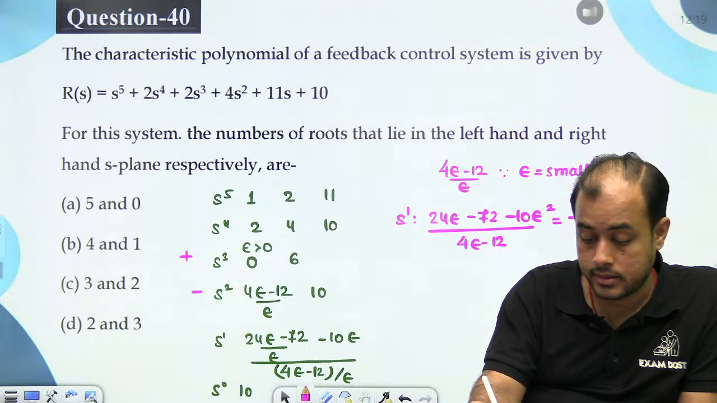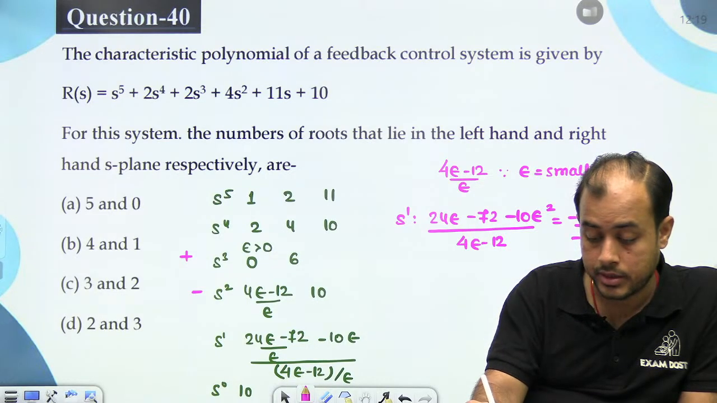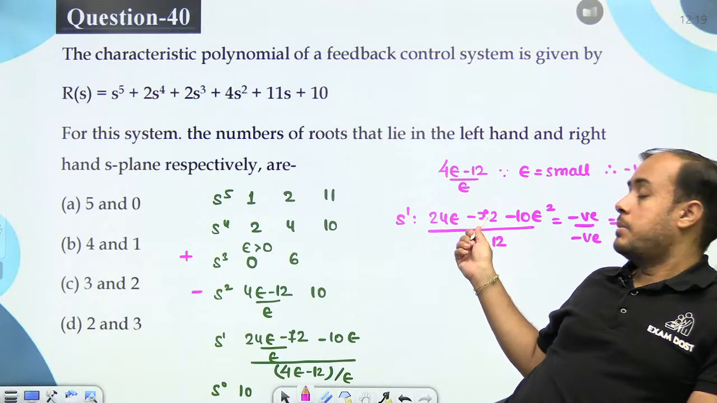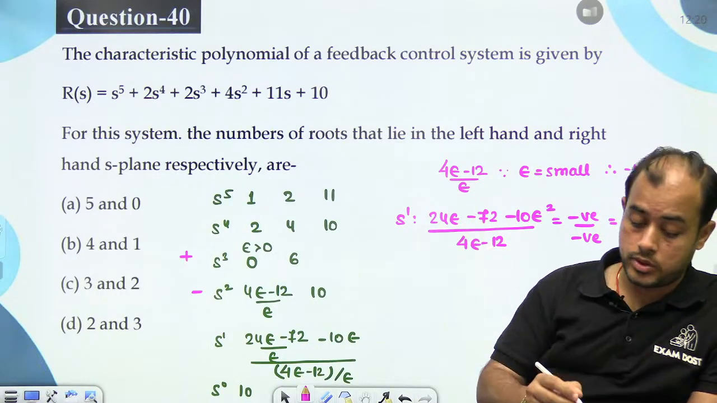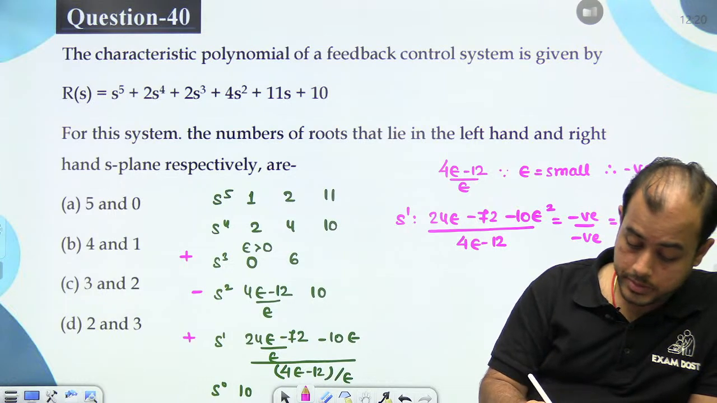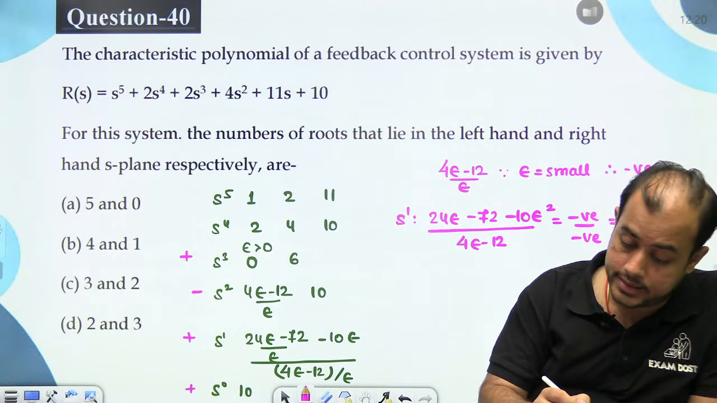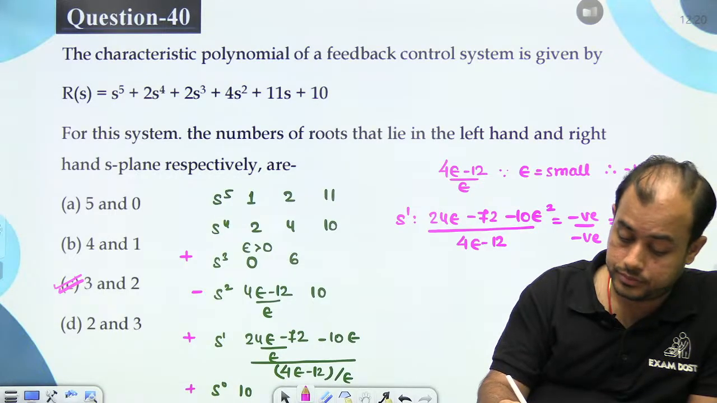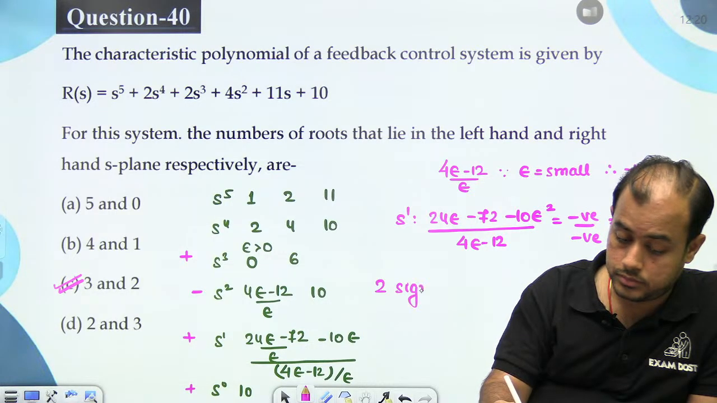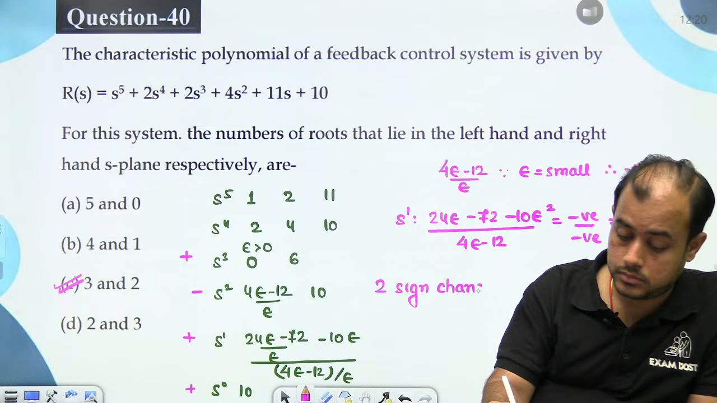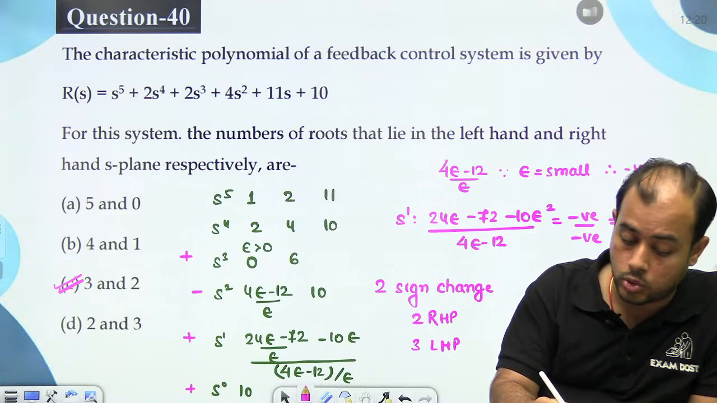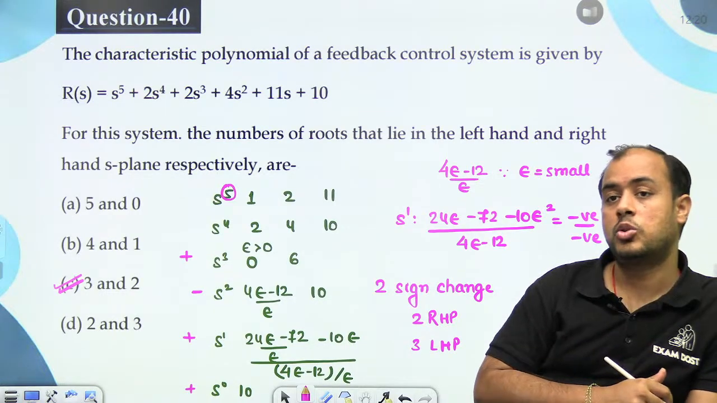Epsilon is small, so negative by negative, it is positive. Epsilon is very small, so on top also -72, below -12, so it is positive. So basically 2 sign changes, 2 in the right half, 3 in the left half. Why 3 left half? Because total roots are 5. Total 5.